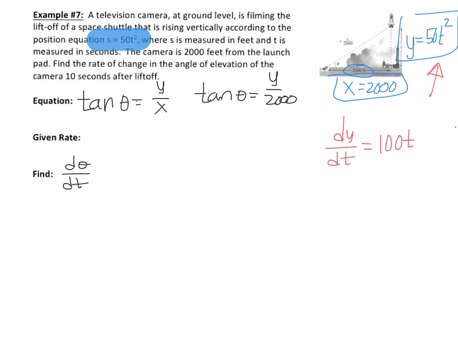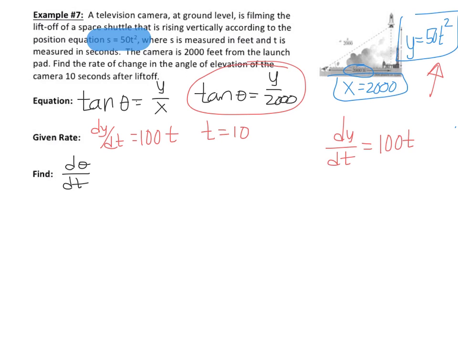So although dy/dt isn't explicitly given to me in the problem, I am going to take the time to say, okay, my dy/dt that I know is 100t. And again, I'm interested specifically in when t is equal to 10 in my problem. So now I have an equation that I can take the derivative of.